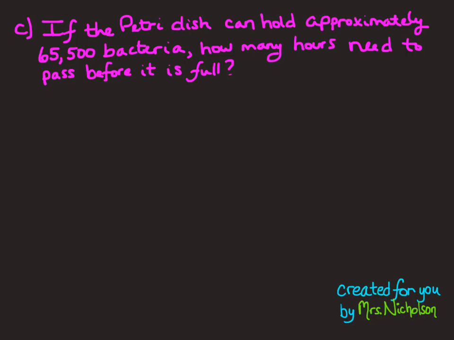The next question says, if the petri dish can hold approximately 65,500 bacteria, how many hours need to pass before it is full? So for this question, we need to take our equation for population, 4 times 2 to the n minus 1, and set it equal to 65,500 bacteria. I want to find n, the number of hours it takes for this to be equal to 65,500.